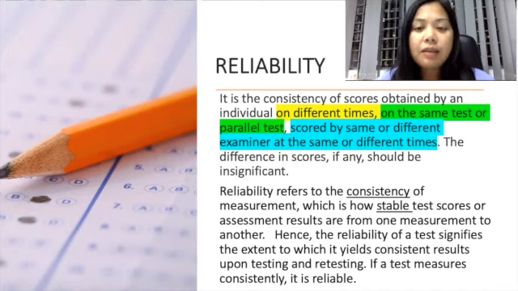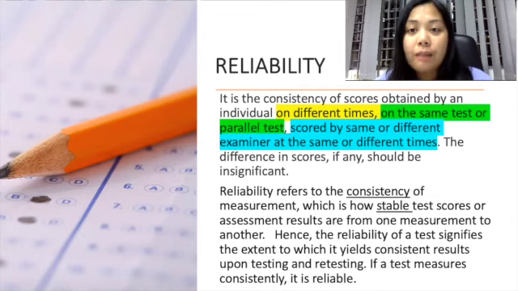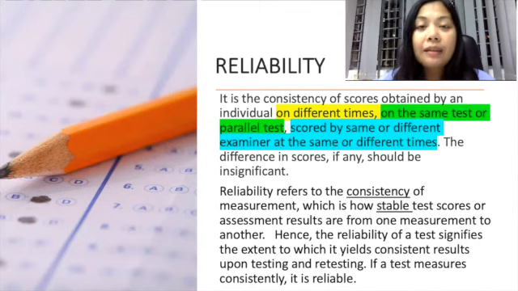So since reliability refers to the consistency of measurement, we can say that a test which is reliable is said to be stable. It shows how stable test scores or assessment results are from one measurement to another. Hence, the reliability of a test signifies the extent to which it yields consistent results upon testing and retesting. If a test measures consistently, it is therefore reliable.